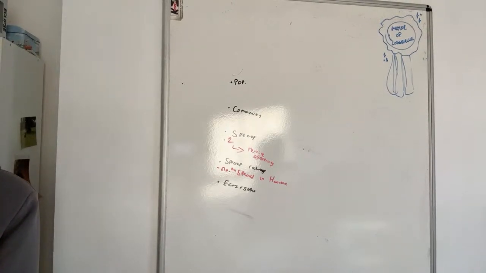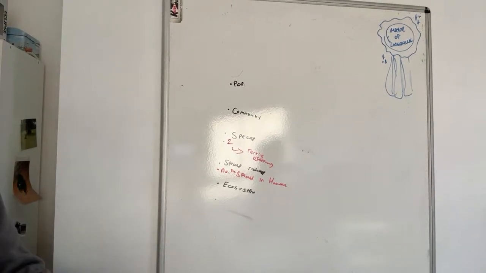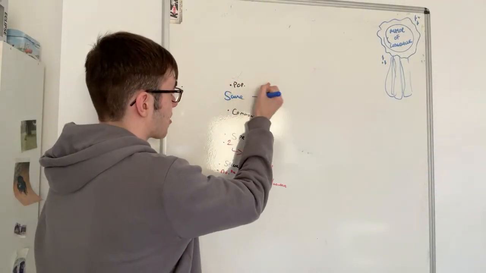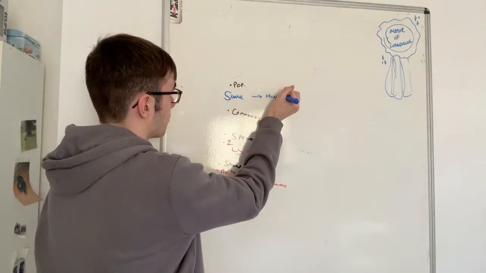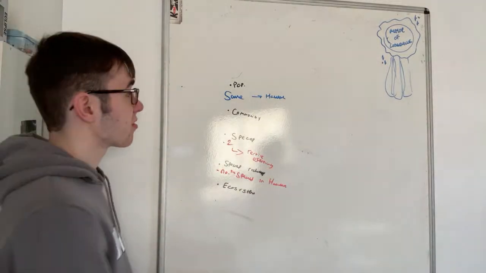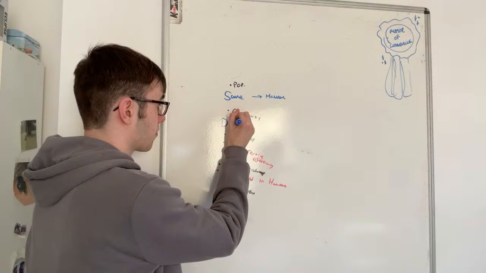Population, yeah, all organisms of the same species in a habitat. So yeah, all organisms of the same species in a habitat. Community is all the populations of different species.